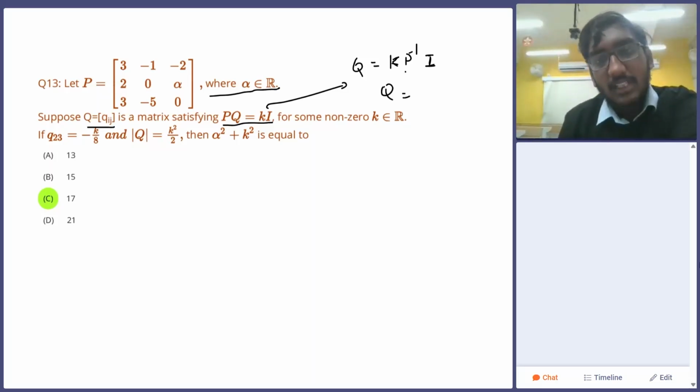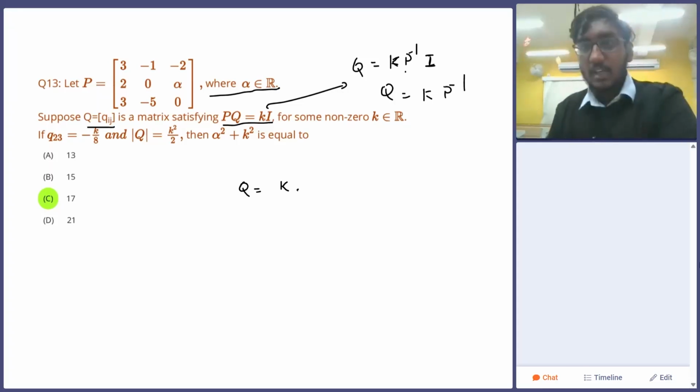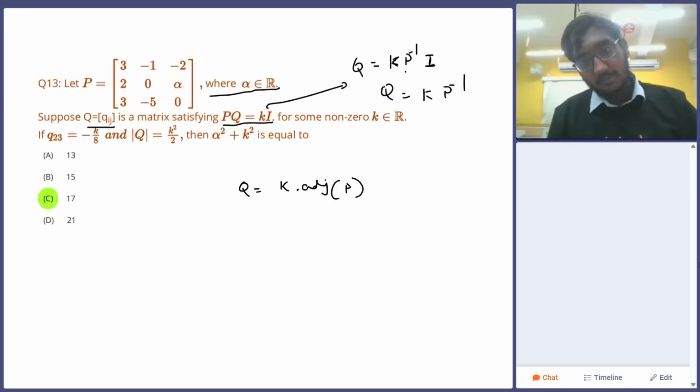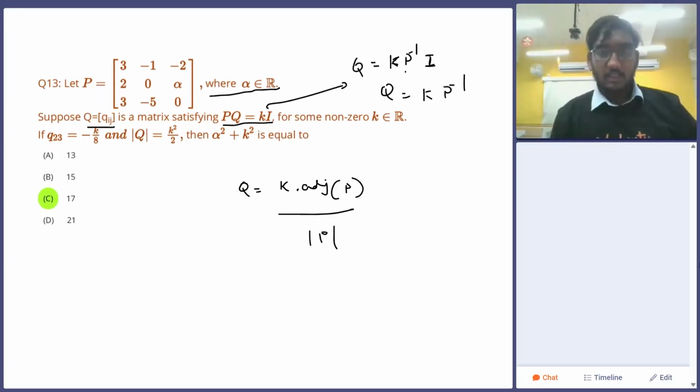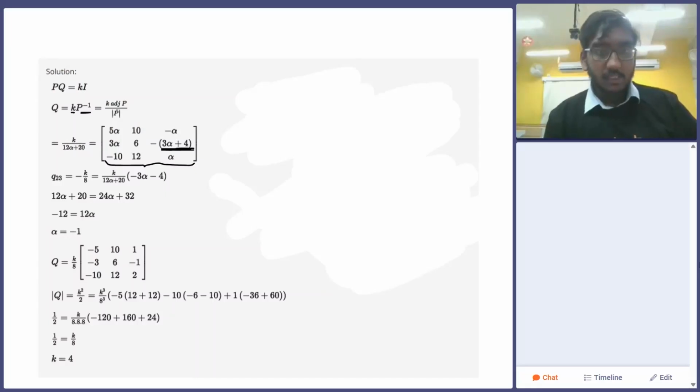Okay, and P inverse I is the same as what? It is just P inverse. Okay, so Q is K times P inverse. Now, P inverse can be written as adjoint P upon determinant P, right? This is the value of the Q matrix in terms of the given matrix. Okay, and they have given that Q23 is minus K by 8. Okay, and determinant of Q is also K square by 2. These two things are already given in the question. So what to do is you just determine the Q matrix. This is the matrix we'll be getting as the Q matrix.